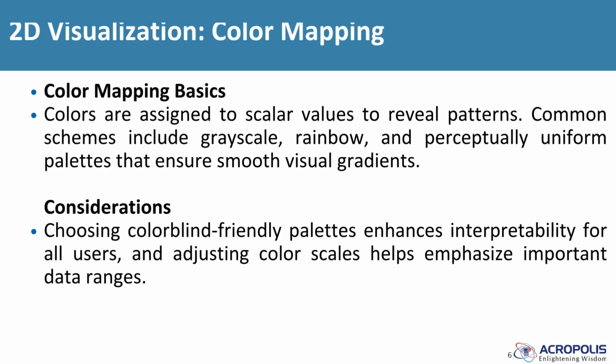Let's move into visualization techniques. The most basic form in 2D is color mapping. Here's how it works. Each scalar value is assigned a color, commonly using schemes like grayscale, rainbow, or perceptually uniform palettes. For example, red might show high temperatures, while blue shows lower values. It's important to choose colorblind friendly palettes for accessibility and to adjust the scale to highlight important data ranges.